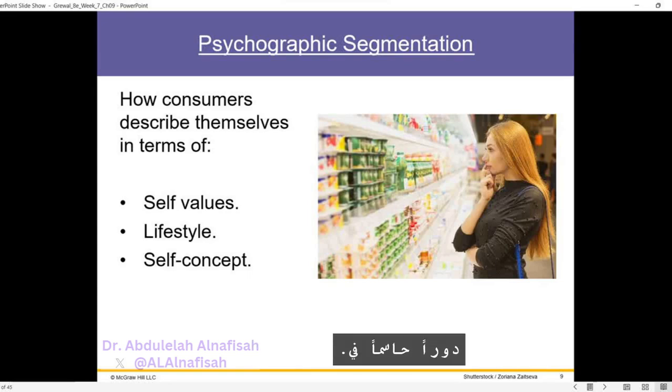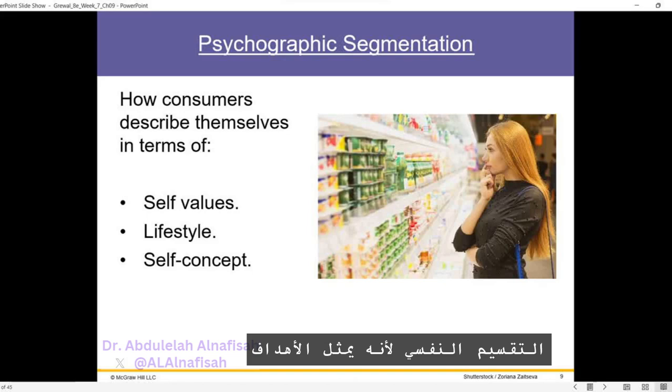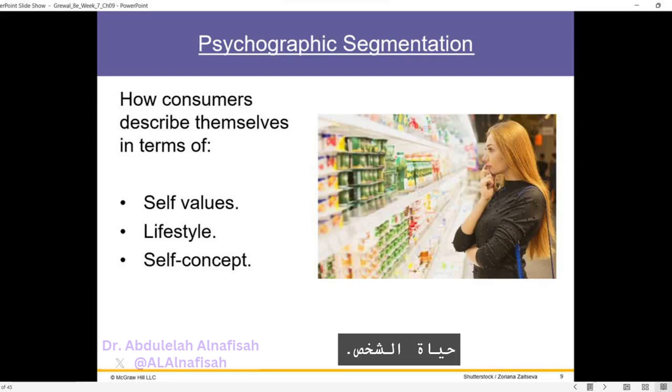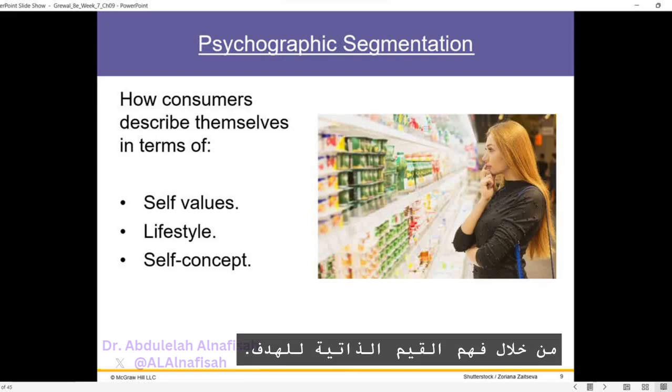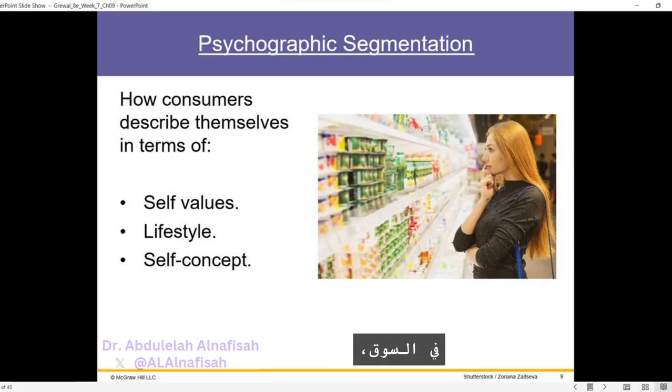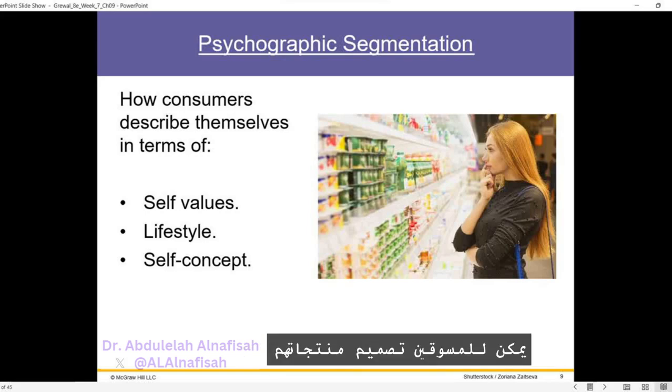Self-values play a crucial role in psychographic segmentation, as they represent the goals and desires that drive a person's life choices. By understanding the self-values of the target market, marketers can tailor their products to meet the specific benefits and aspirations that consumers are seeking.